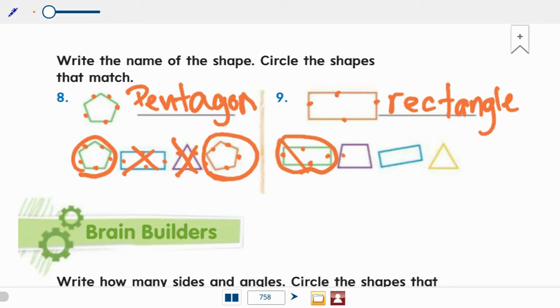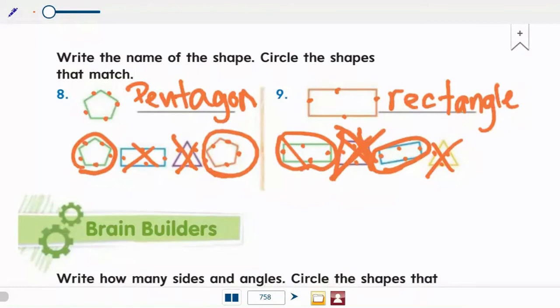All right, my next one, I've got one, two, three, four, but this and this are eventually going to cross each other, so they are not parallel. So I'm going to cross this off because that is not a rectangle. Next, I've got one, two, three, and four. Perfect. And then lastly, I've got a triangle. One, two, three. That does not fit.